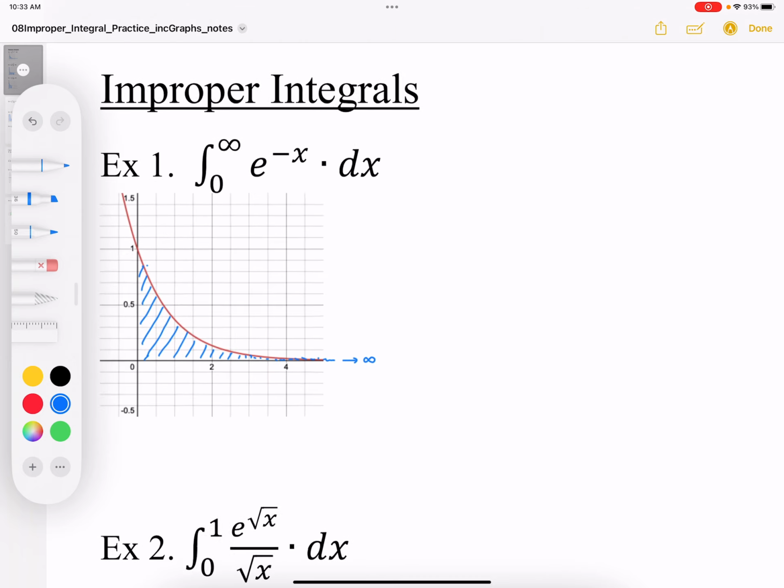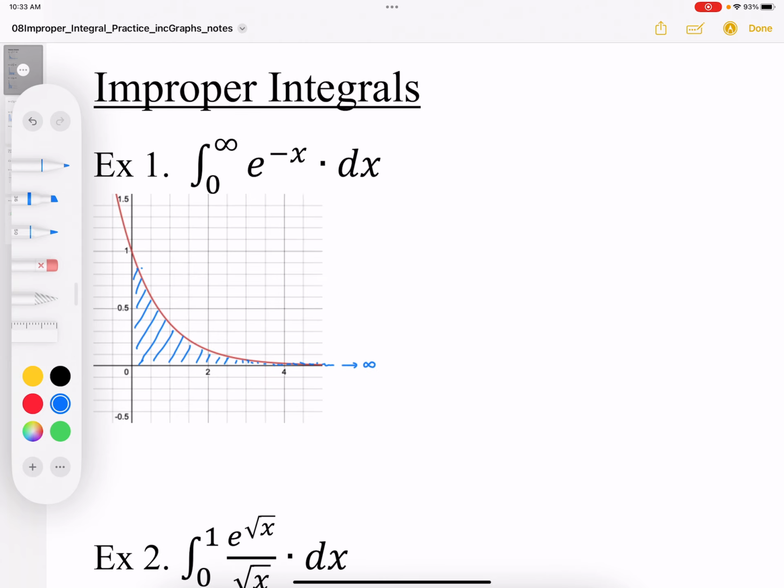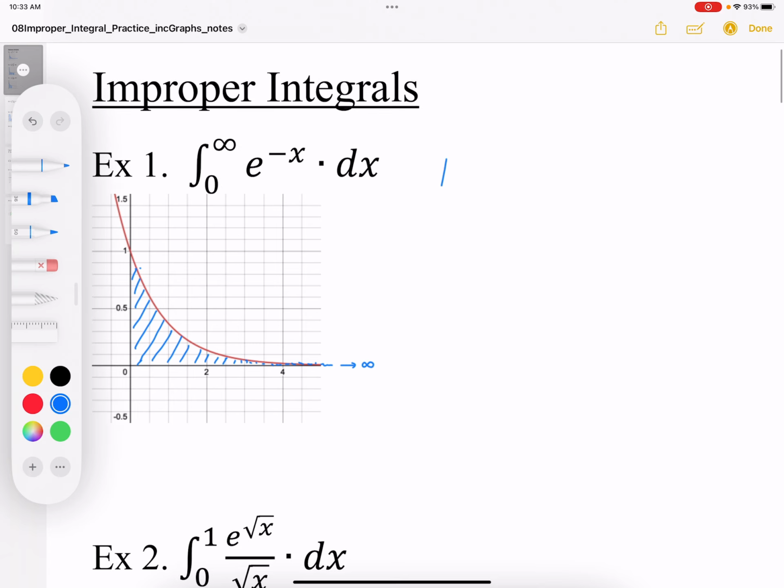So it looks like this. We're going to replace our infinity, which we can't really have as a bound, and we're going to set this up as a limit as a, we're just going to choose a as our variable, as a approaches infinity, and our integral is then going to be from 0, that's our starting point, to a, which is our ending point. And that ending point tends to infinity. And it's going to be e to the negative x dx.